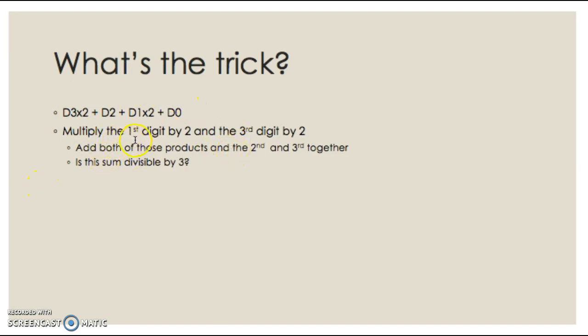So you want to multiply that first, or what you would say last digit, by 2, and then the third digit, so 2 away from that last digit or first digit, by 2. Then add both of those products together, and also add the second and third digits, and look and see if that sum is divisible by 3. And that's how you would know if the number is divisible by 3.